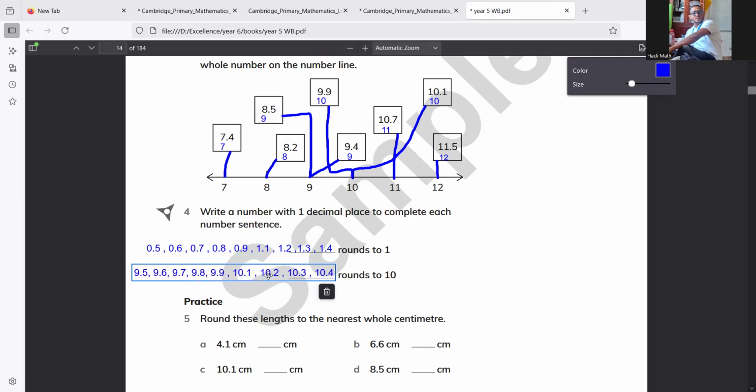If you write any one of these numbers, they ask you write a number. You need to write only one number, not all of these. So go to the question after.